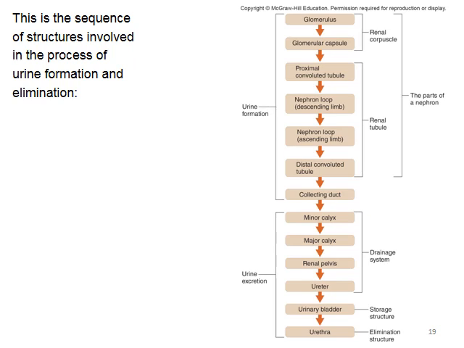After the ureter, we're going to have the urinary bladder, which is going to serve a storage function, and then the urethra, which is how we get the urine out of our body. So from the minor calyx to the urethra would be urine excretion.